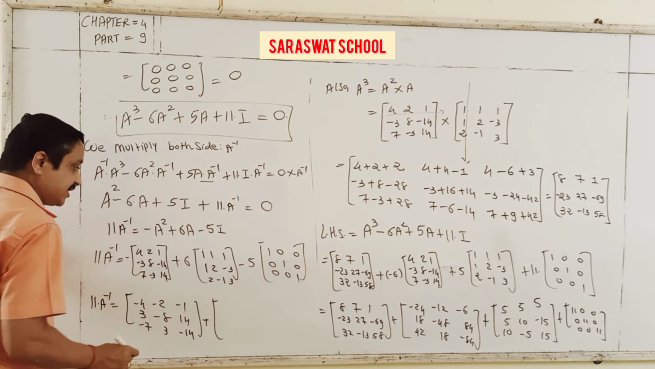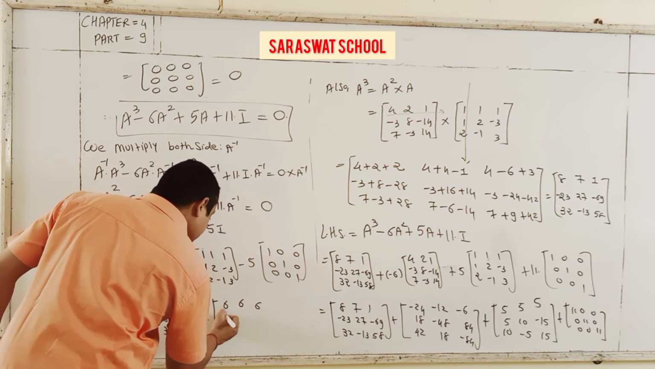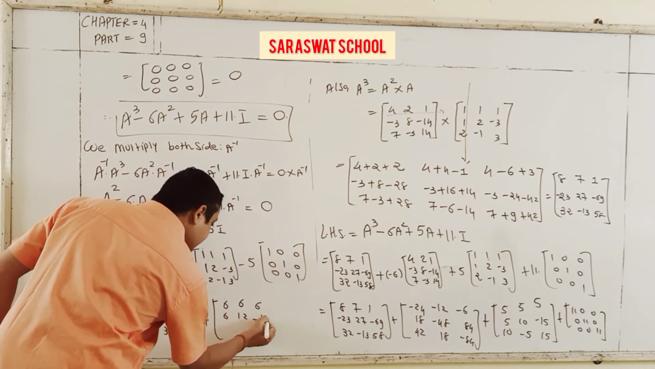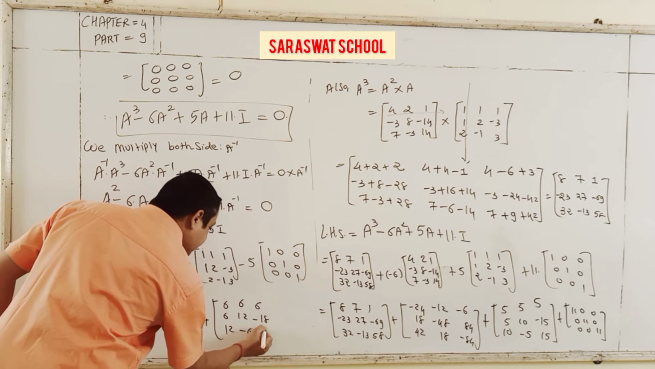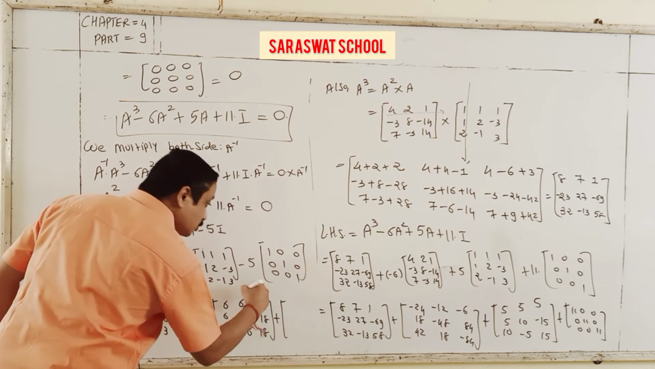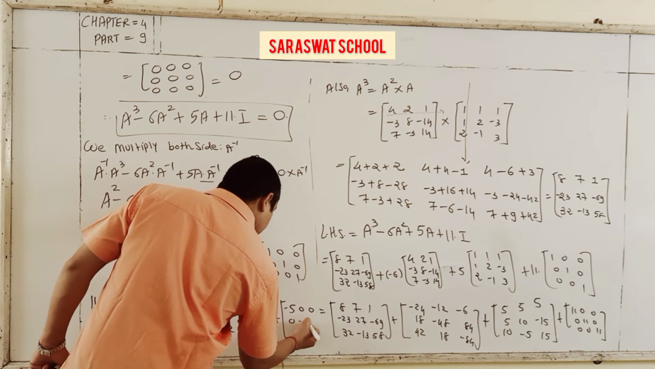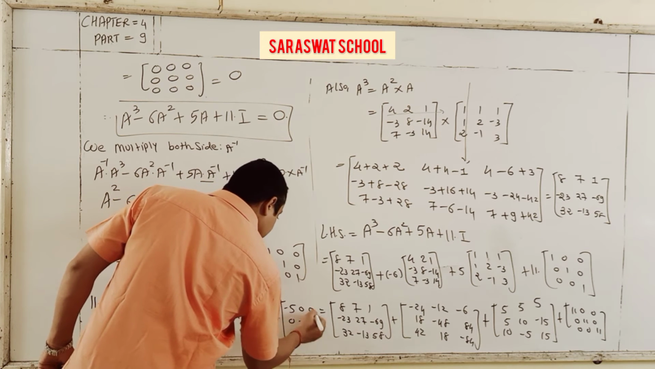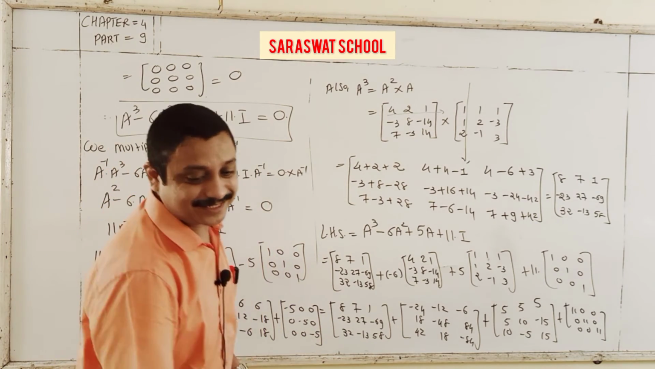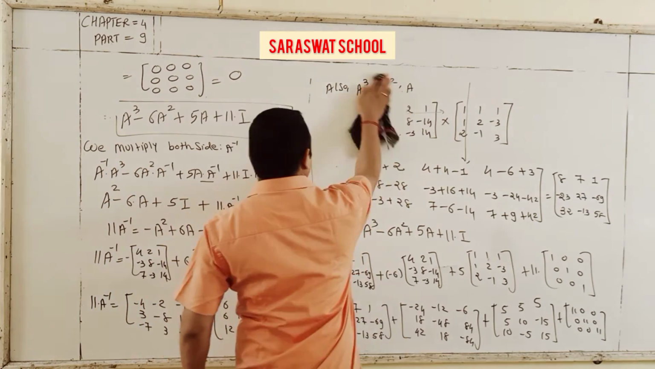6 also you make inside: 6 6 6, 6 12 minus 18 and 12 minus 6, 18, that much also. You multiply inside: minus 5 0 0, 0 minus 5 0 and 0 0 minus 5. And these calculations you will get your A inverse. Finally done.